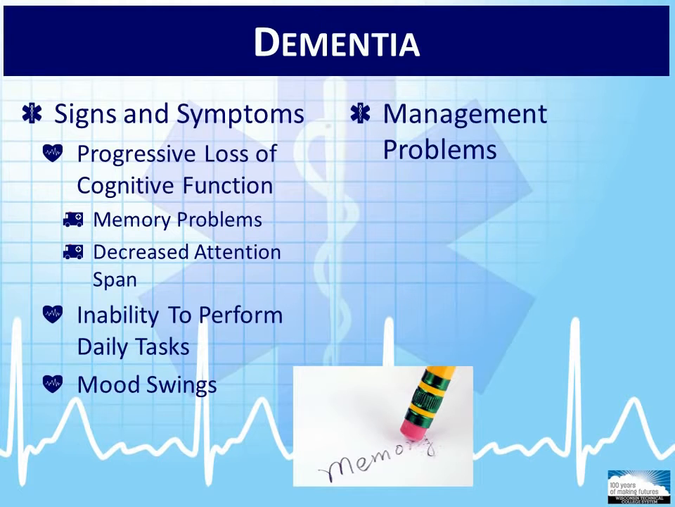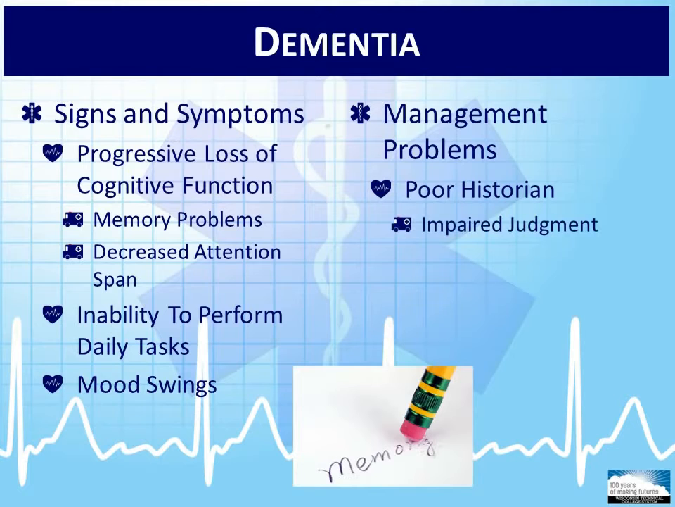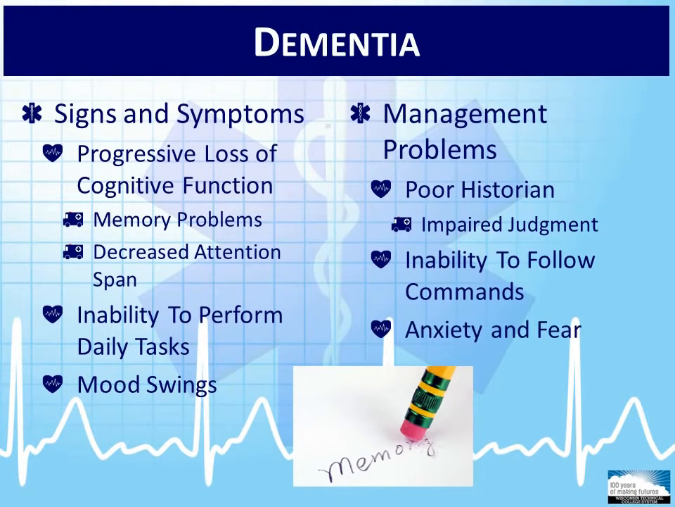The EMT may encounter difficulty obtaining a history due to the patient's memory deficits and impaired judgment. The patient may be unable to vocalize areas of pain and other symptoms they are experiencing. They may be unable to follow commands and may be anxious or fearful of treatment. The patient may become frustrated due to difficulty remembering people and events. Geriatric dementia patients may also have anxiety leaving the familiar confines of their home.